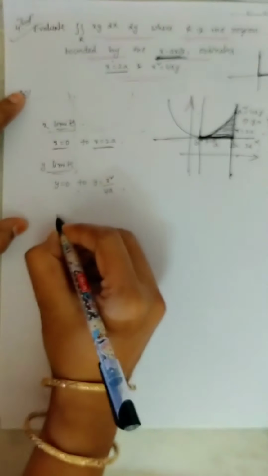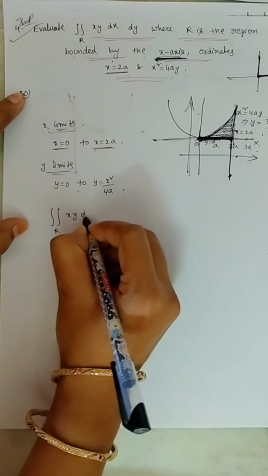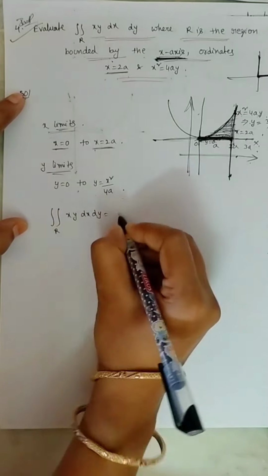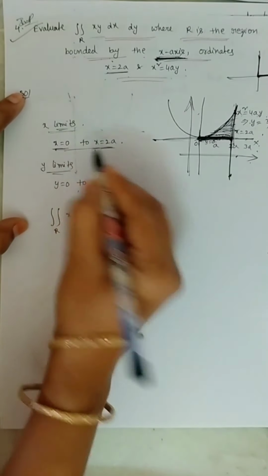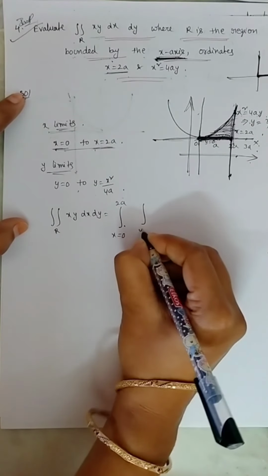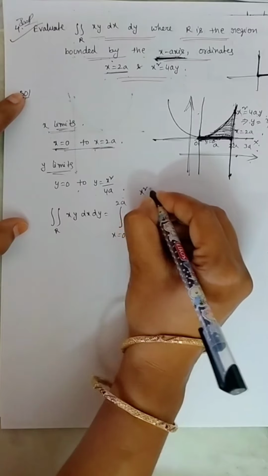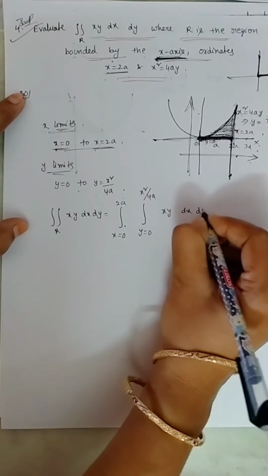Now we find the integration. The double integral of xy dx dy equals, first we write the constant limits, where x goes from 0 to 2a and y goes from 0 to x square by 4a, of xy dx dy.